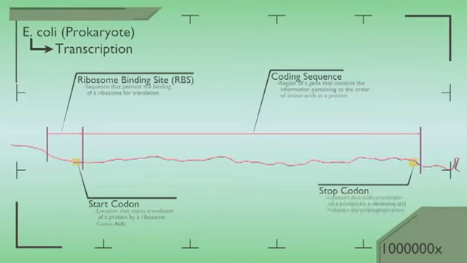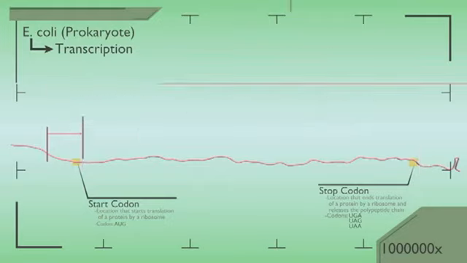This is one of the three codons UGA, UAG, or UAA. These cause the protein to release from the ribosome and for the ribosome to dissociate from the mRNA strand. Here we can see the start codon in better detail.